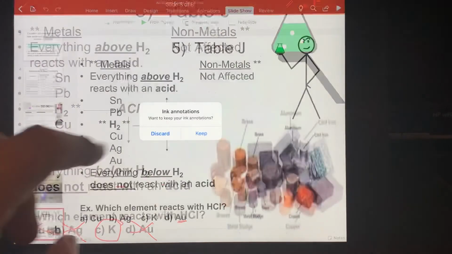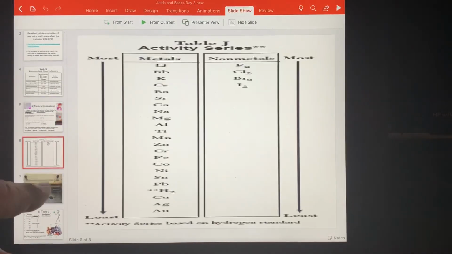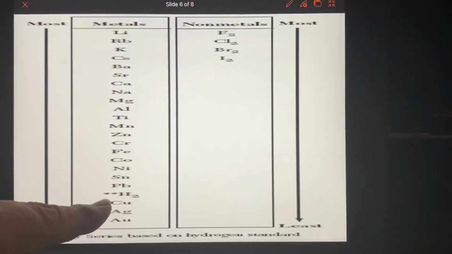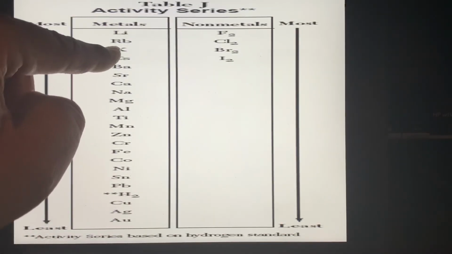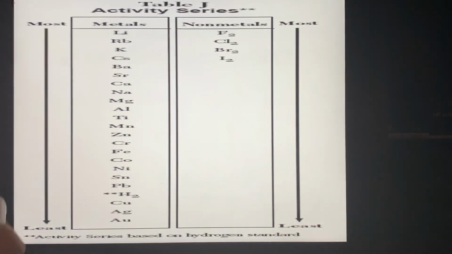Okay, let's prove it to you. Let's go back to table J. Where's potassium here, guys? Here's H2, here's the acid. There's potassium, a very reactive metal.